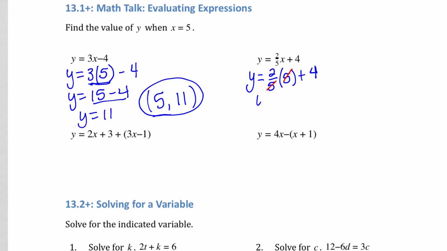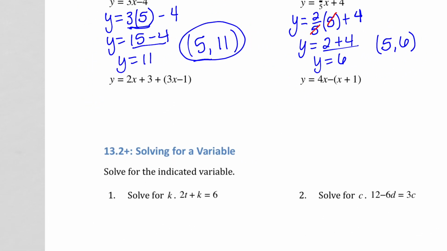So we have y equals 2 plus 4. What is 2 plus 4? 6. So y equals 6. So what's my coordinate pair? 5, 6. We're still using a 5 up here. All right. Let's do this one over here.